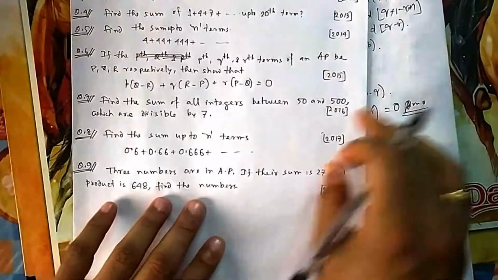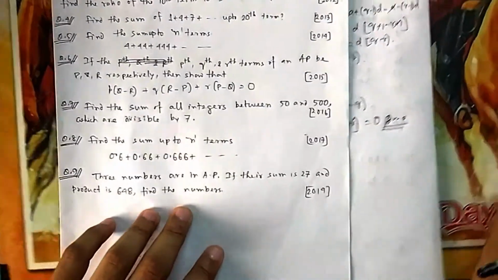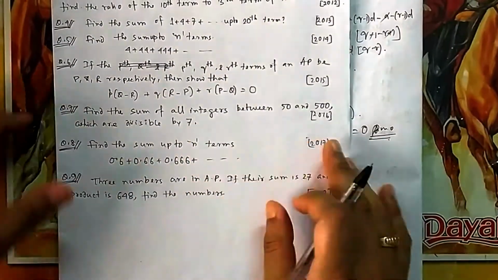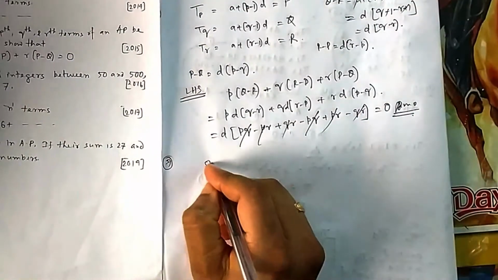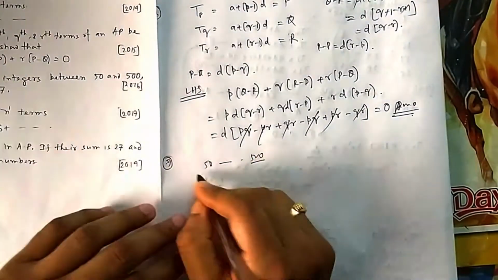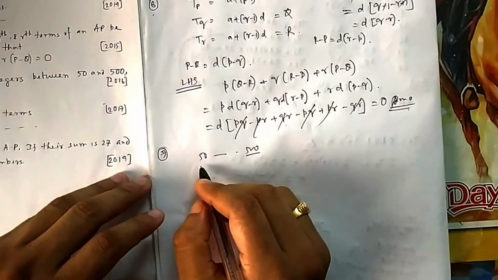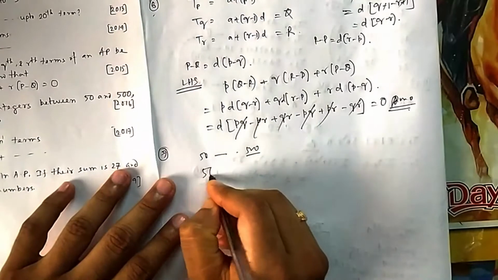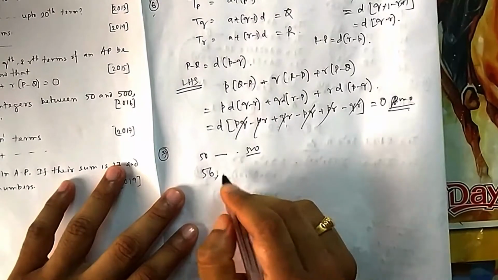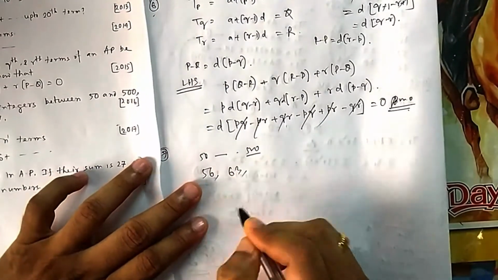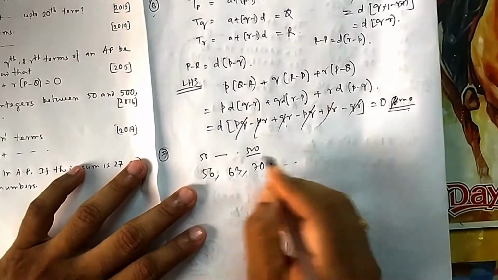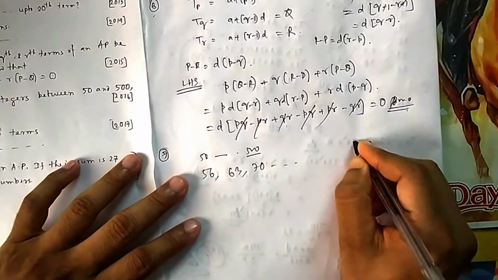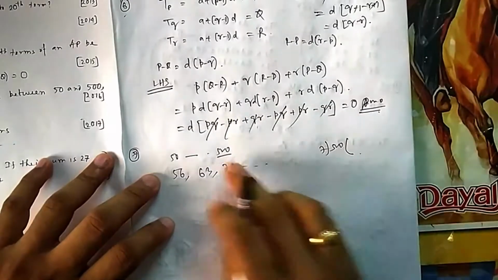That is proved. Find the sum of all integers between 50 and 500 which are divisible by 7. So if you start with 50 to 500, they have asked you. What is the first term that gets divisible by 7 after 50? So 7 8s are 56. So the first number will be 56. And then you add 7, that will be 63, then 70. So what will be the last number? For that, let us divide 500 by 7.